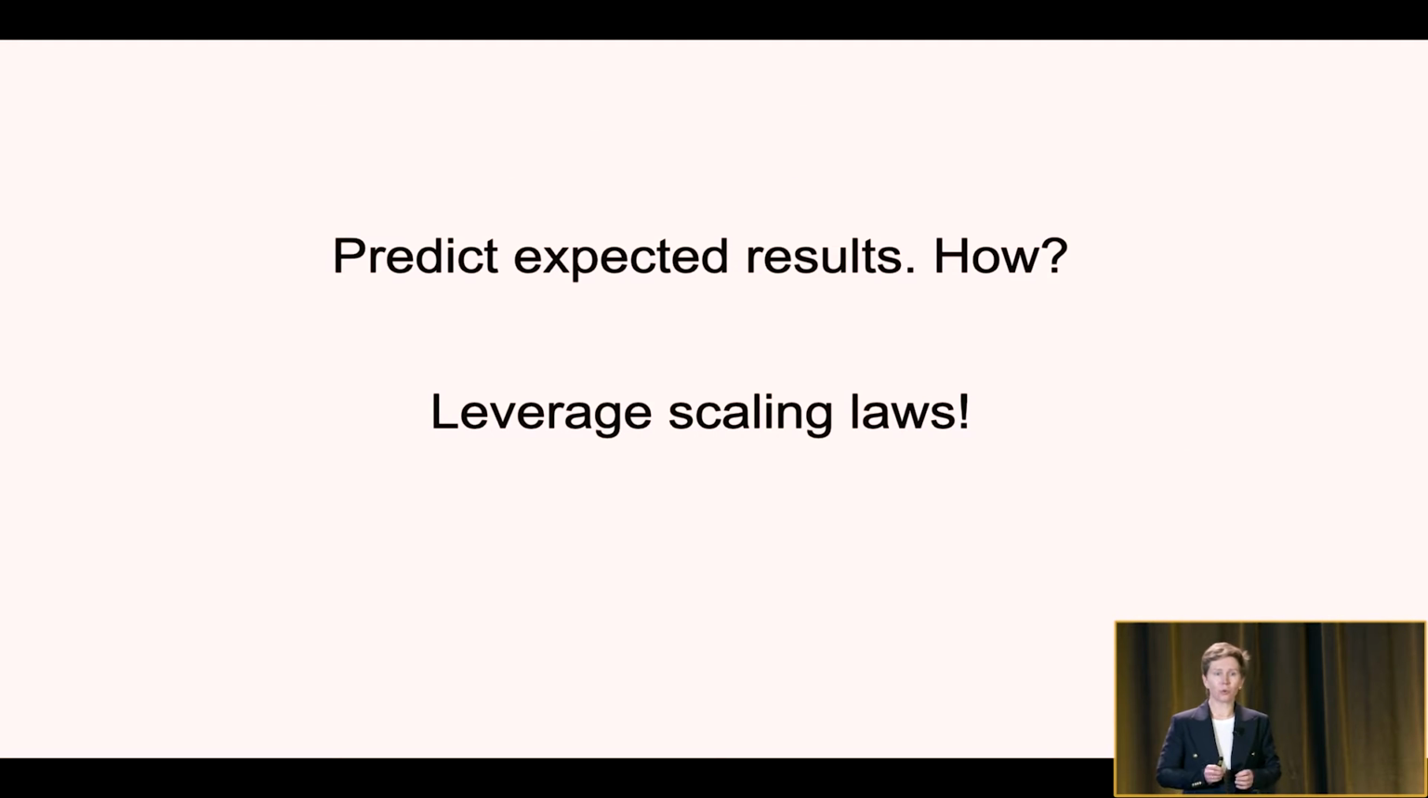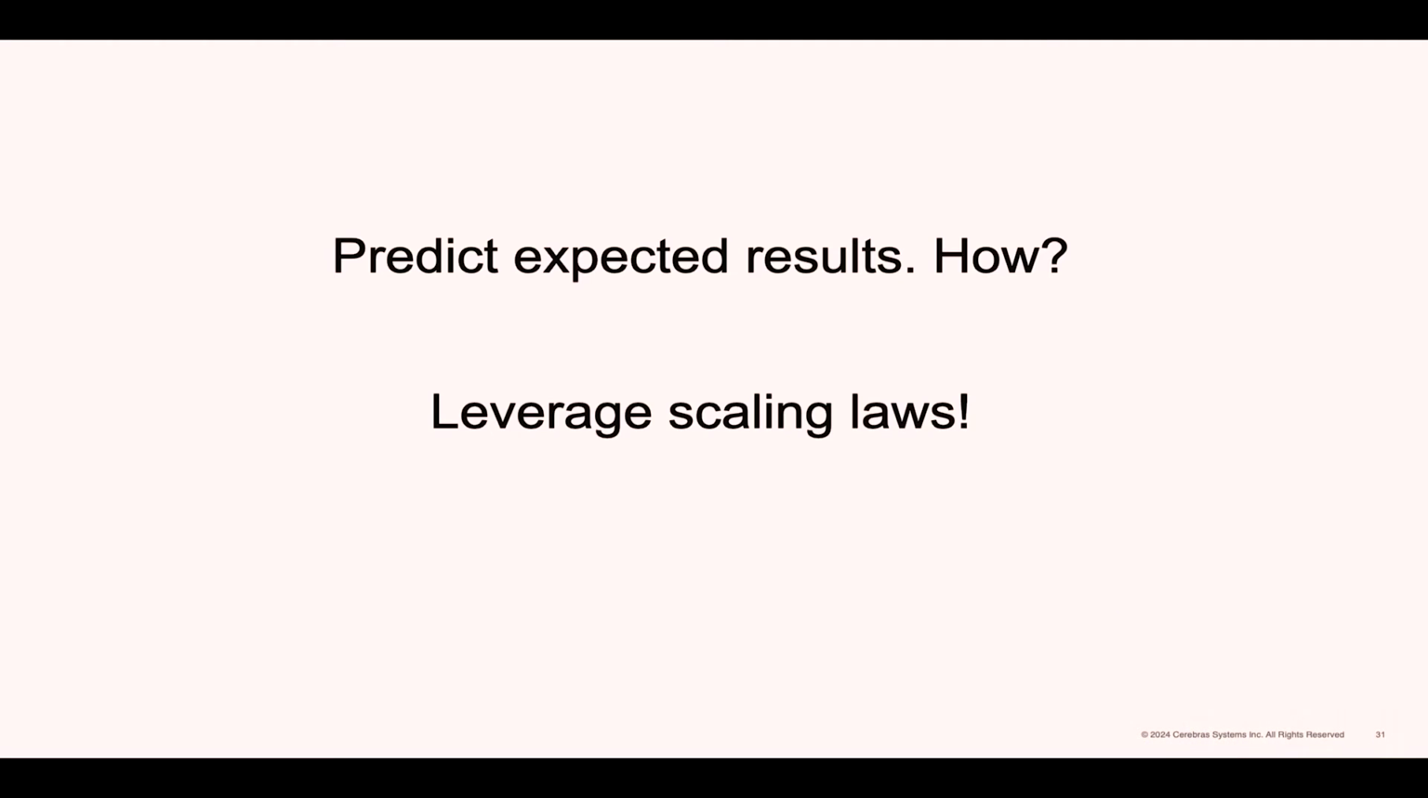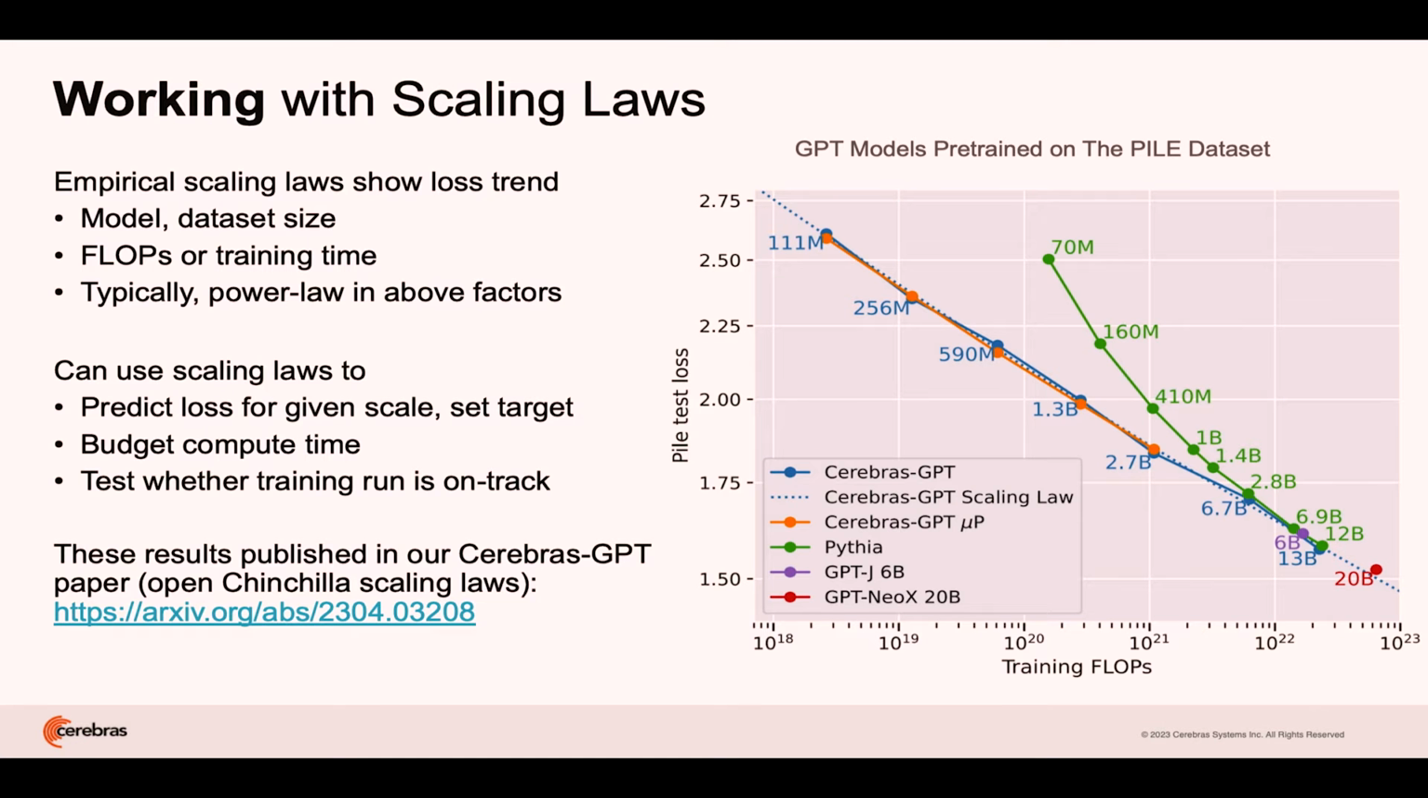So being able to run those small-scale experiments and being able to go from small model to large model, from small cluster to large cluster, is one important thing. Another important thing is that we want to be able to predict expected results. How do we do that? We leverage scaling laws. I personally believe that scaling laws are really important, and you shouldn't ever launch a very large run before you know what you can expect from that large run.